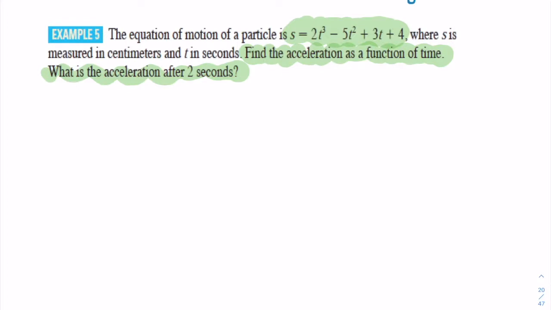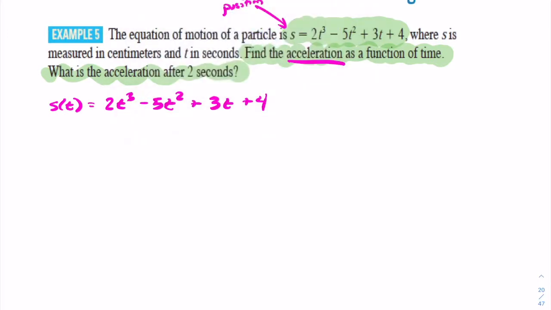The equation of motion of a particle is S equals all that, where S is measured in centimeters and t in seconds. So remember, S stands for position, because that makes a lot of sense. Position, okay? They want us to find the acceleration as a function of time. Okay, so if you guys have position, S of t, now I know they didn't write of t, but you could just put it there. If I have position, what do I need to do to get to the acceleration? All right, pause and play when you're ready.